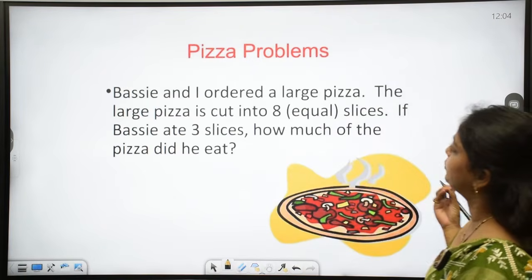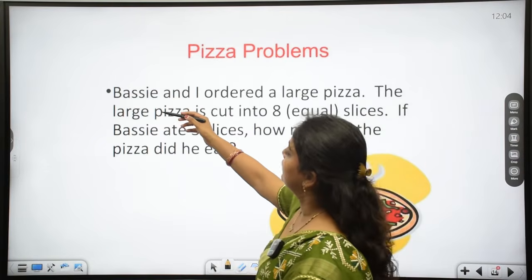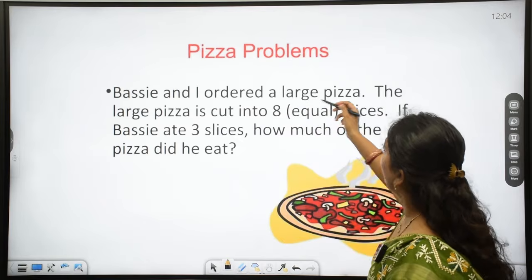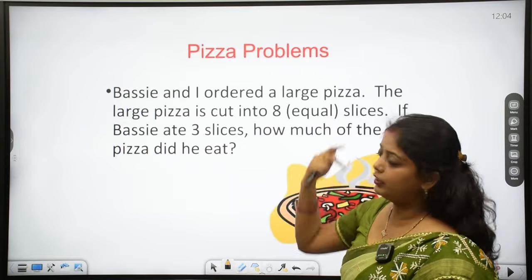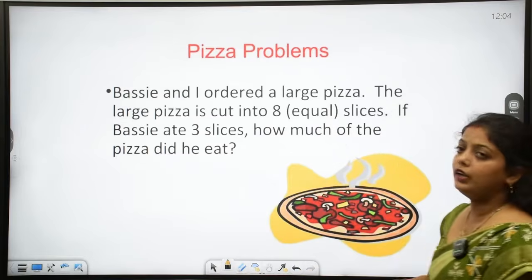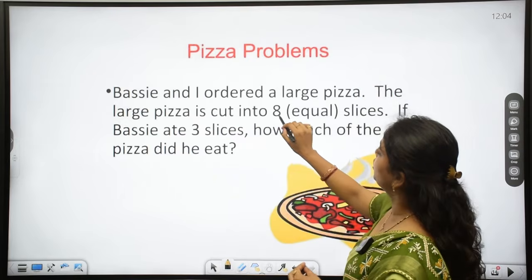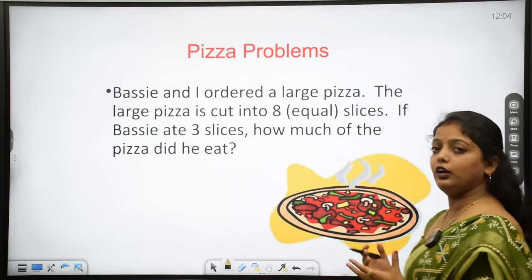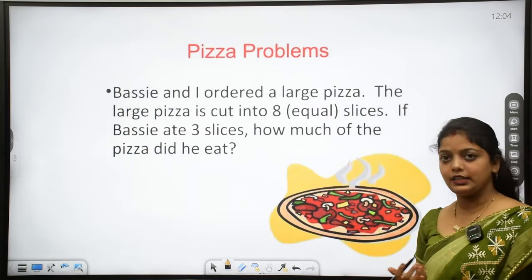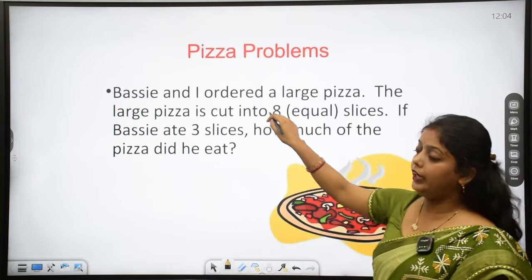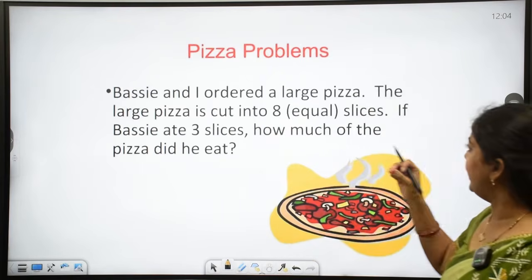Now we are going to solve this problem. This is a simple word problem based on pizza. Let's read it. Bessie and I ordered a large pizza. 2 persons are there, Bessie and someone, I. They have ordered a large pizza and the large pizza is cut into 8 equal slices. You all have seen pizza is divided into some slices, so their large pizza has 8 slices. That means the total distribution of that pizza is 8.